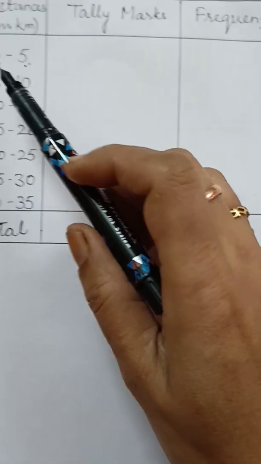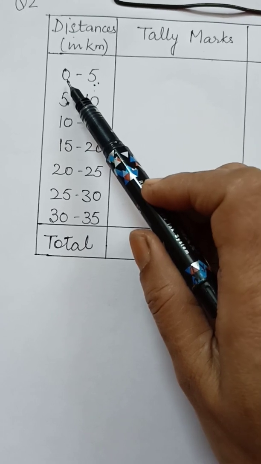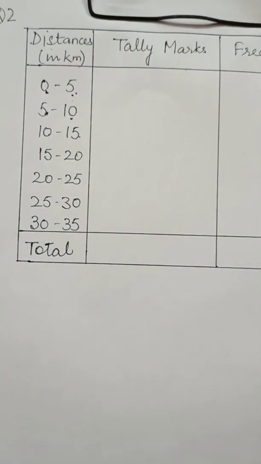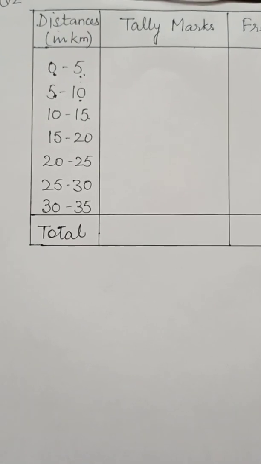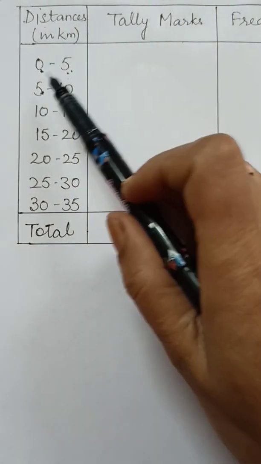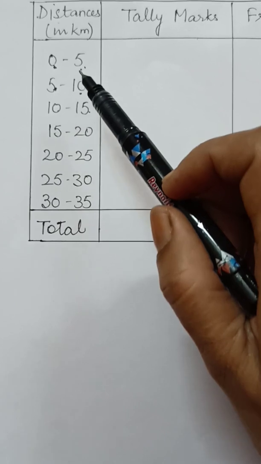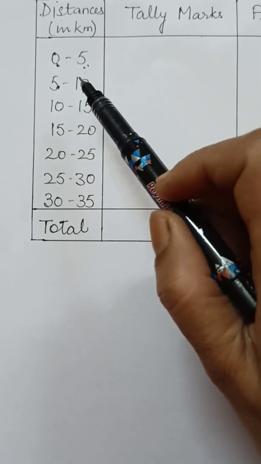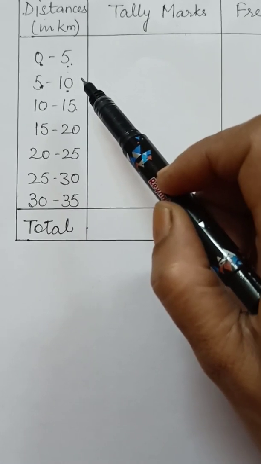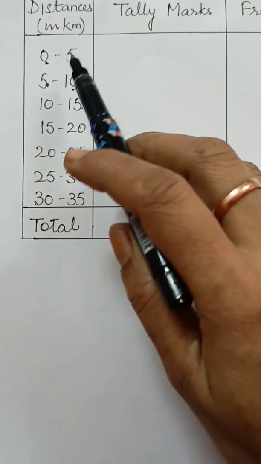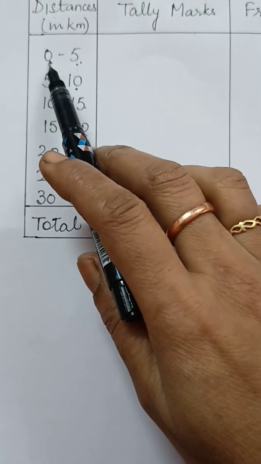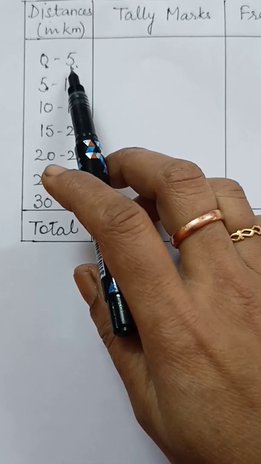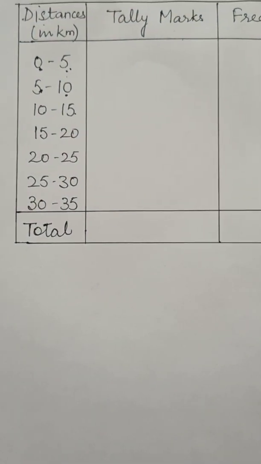So when the lower limit is taken in that class and the upper limit is excluded from the class, that type of data is called exclusive data. When we take both 0 and 5, both the numbers, in that class, that will become the inclusive data. When the upper limit and lower limit, both the numbers are taken in that class, then it becomes the inclusive data. Here we are taking 0, the lower limit is counted in that class, the upper limit is not counted in that class. So this type of data is known as exclusive data.